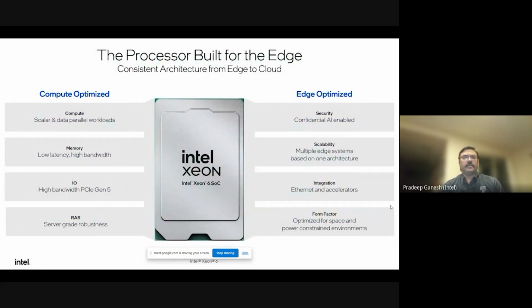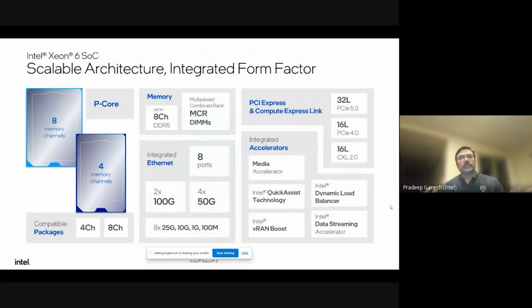I want to take some time to introduce Xeon 6 SoC. Now, Xeon 6 SoC is the same P cores, but in a BGA form factor. But what it also has is increased integration in the SoC. It includes industry-leading Ethernet and accelerators for media and vRAN. So there are two offerings, and this is going to be in a BGA form factor because it has integrated Ethernet, and it comes in a 4-channel and an 8-channel memory solution.